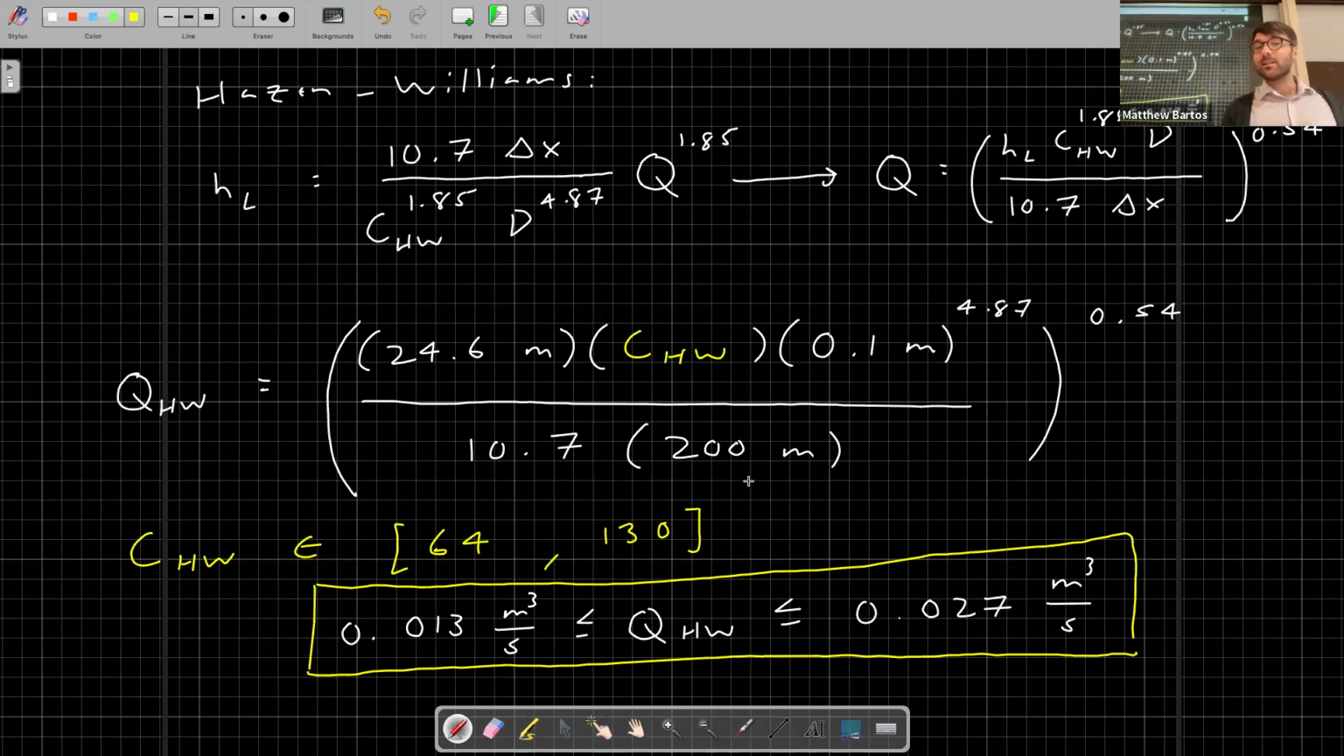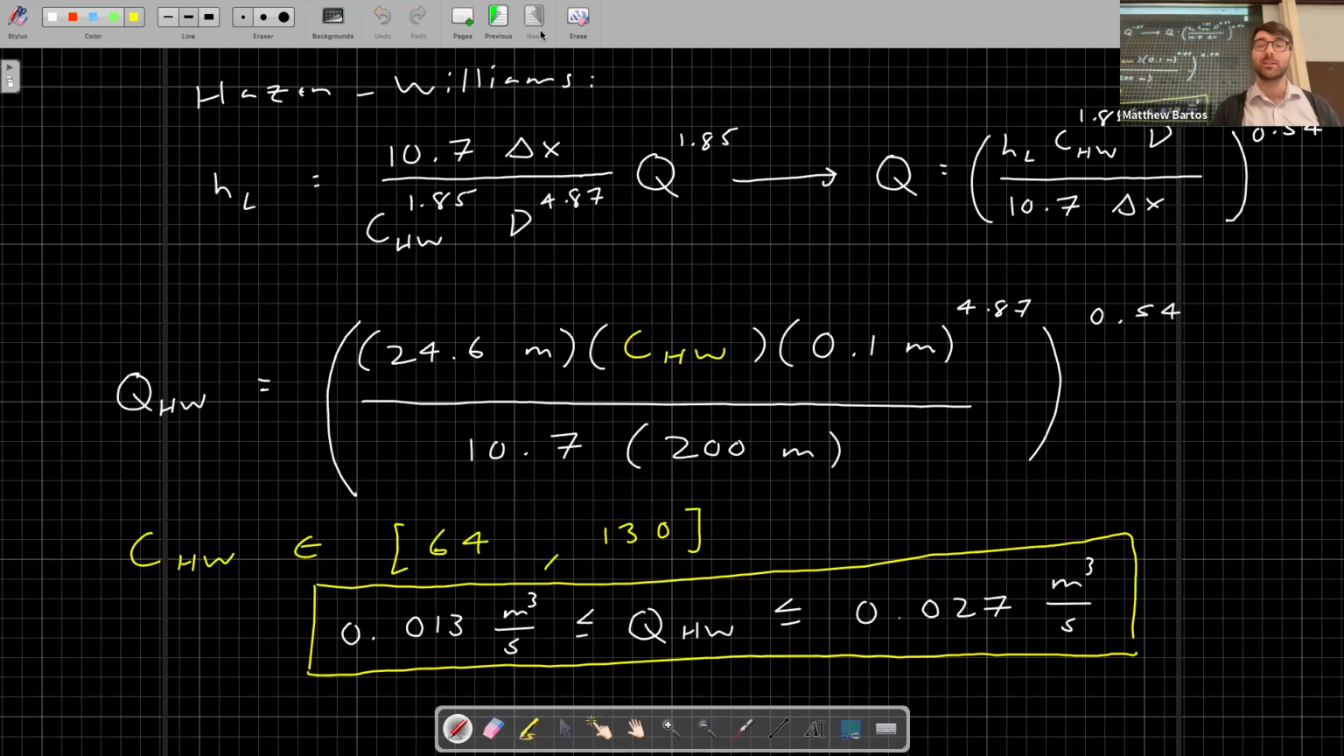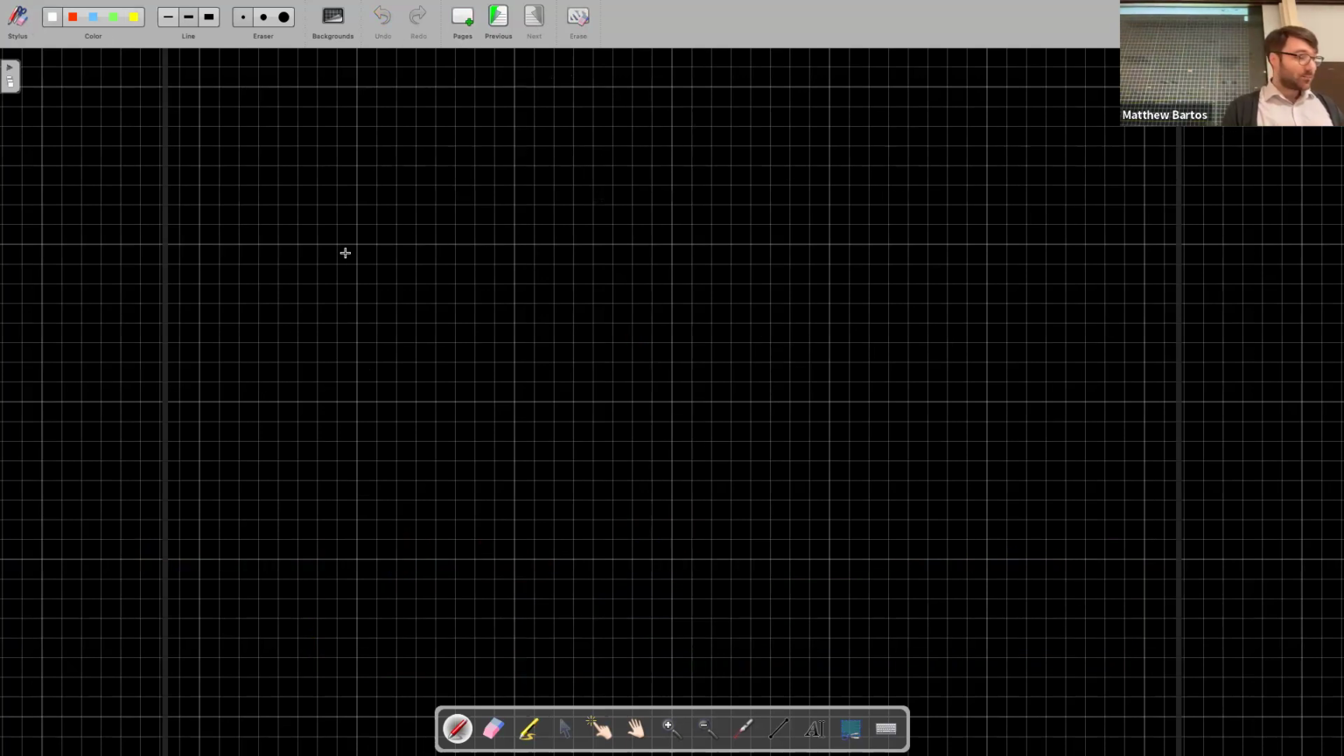All right, so that's the Hazen-Williams equation. You'll note that there's a very large range of potential discharge values. So 0.013 to 0.027. This larger value is about twice that of the smaller value. So our results are really sensitive to those estimates of the roughness. If we compare it with our first answer, we see that the discharge is closer to the upper range of the values we got from the Hazen-Williams expression. Okay, so let's take a look at Manning's equation. So this will be our last one.